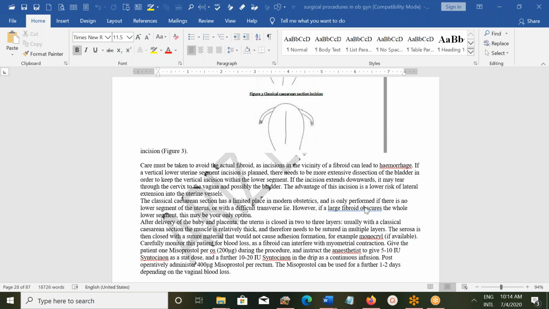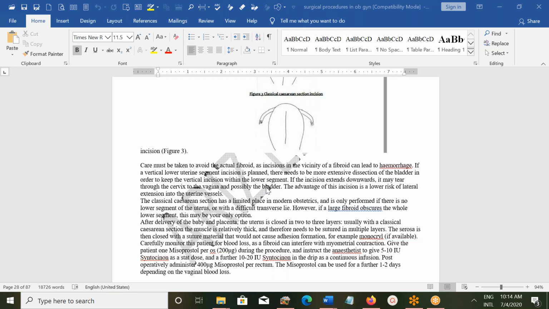Otherwise the bladder can also be involved. So you need to keep the vertical incision within the lower segment. If the incision extends downwards, it may tear through the cervix to the vagina, and possibly the bladder can also be involved. The advantage of this incision is a lower risk of lateral extension into the uterine vessels when you are doing this vertical incision.